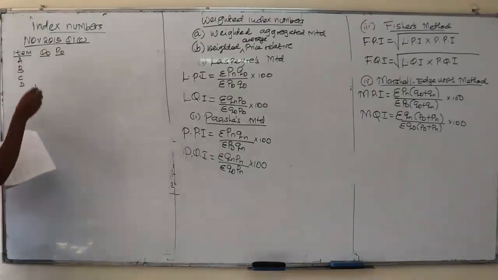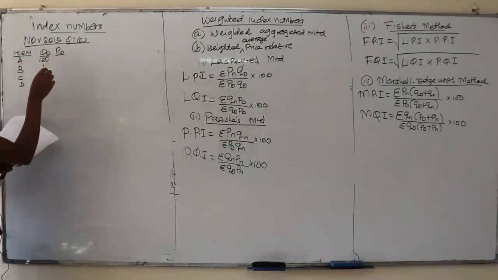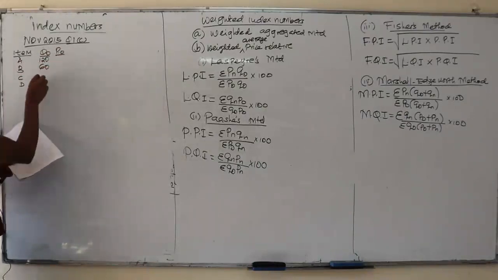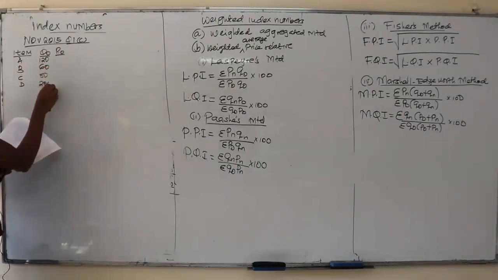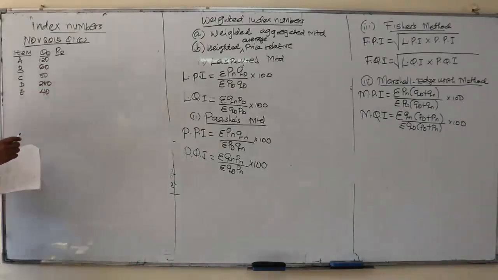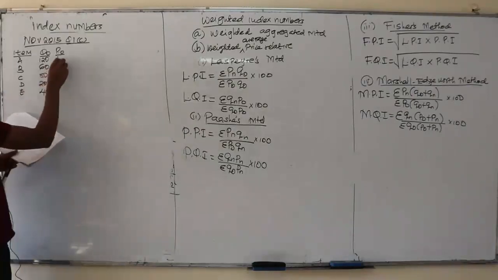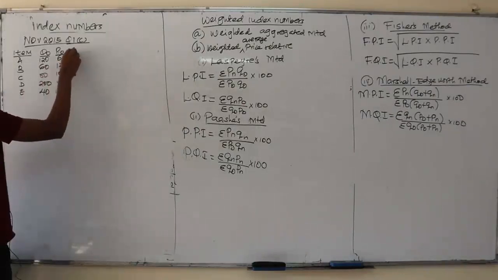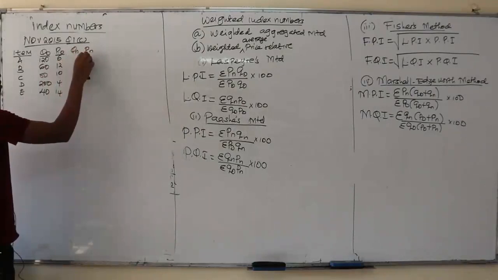So what is our P0? P0 is 120. We also have 60, 80, 200, and here we have 40. Then we also have the P0 values: 6, 12, 10, 4. So we also know Qn and we also have Pn.